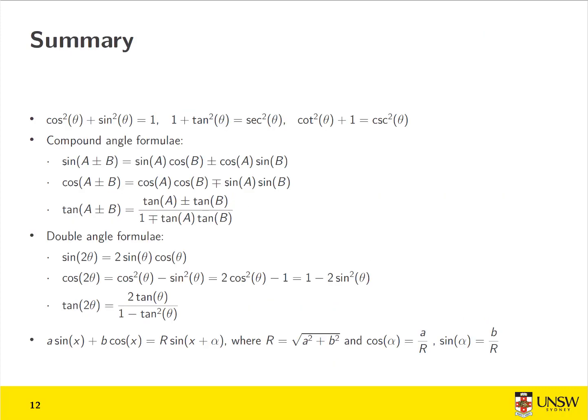In summary, we have encountered several new trigonometric identities, including the compound angle formulae and double angle formulae, as well as the auxiliary angle formula. We have also seen, by example, how to interpret a trigonometric modeling function.